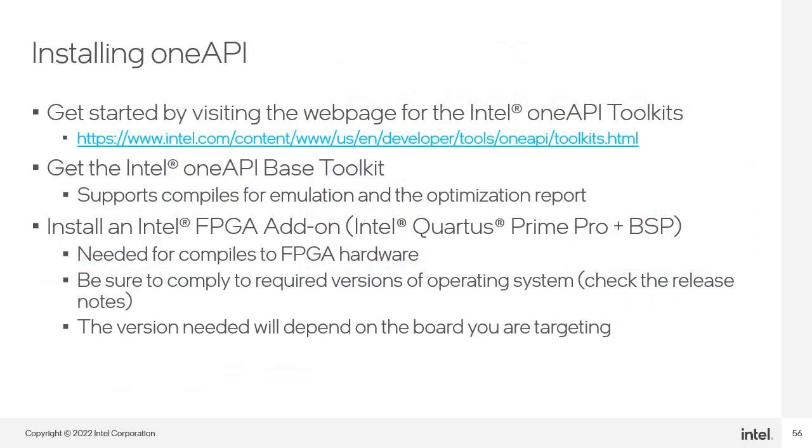On your screen is the link to the web page to download the oneAPI toolkit. The oneAPI-based toolkit supports emulation and the optimization report generation. If you need to compile to the physical FPGA hardware, you should then download the Intel FPGA add-on for oneAPI-based toolkit. Be sure to comply with required versions of operating systems by checking the release notes. The version you will download will depend on the board you are targeting for acceleration.